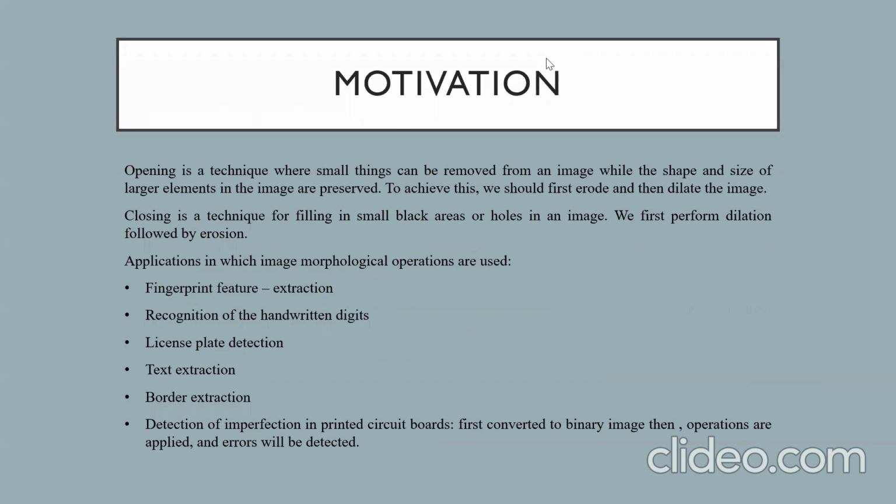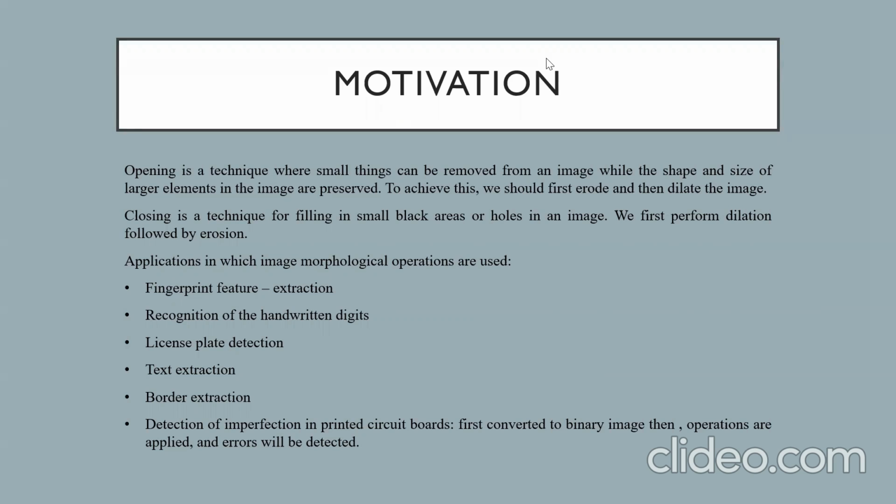Coming to the next slide, motivation. This technique is used where, in an image, small objects are removed while the shape and size of larger regions in the image are unchanged and preserved. It also applies a structuring element, known as a strel in MATLAB, to an input image, creating an output image of the same size. We have used these morphological operations in many real-time applications such as fingerprint feature extraction, recognition of handwritten digits, license plate detection, text extraction, border extraction, and detection of imperfections in printed circuit boards.